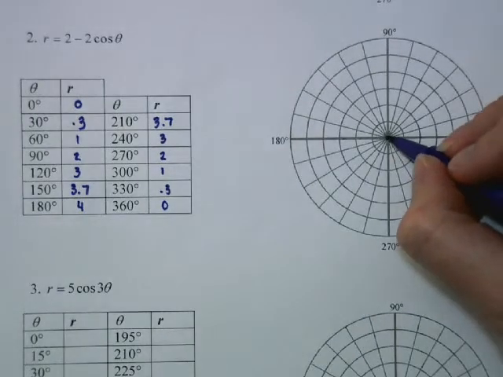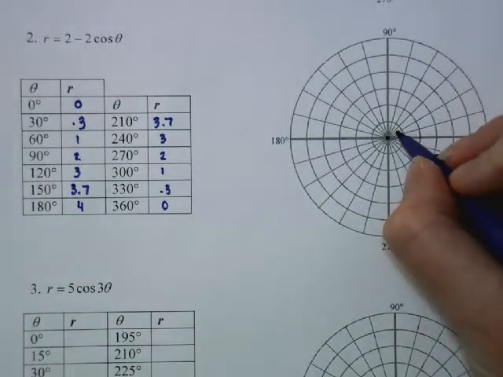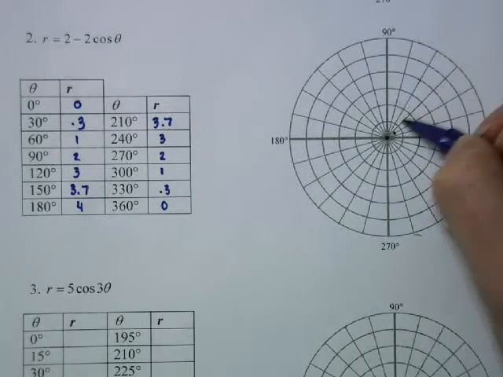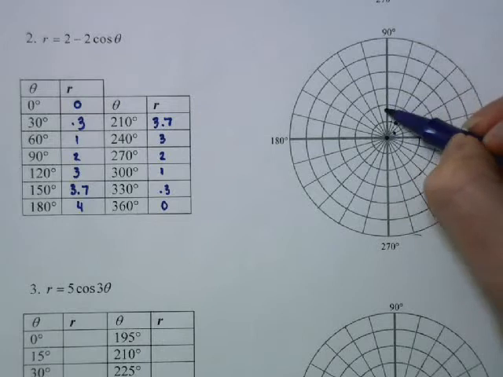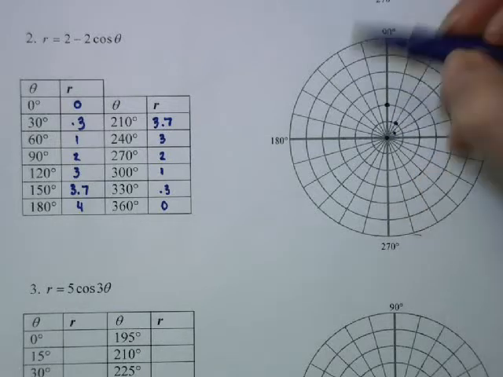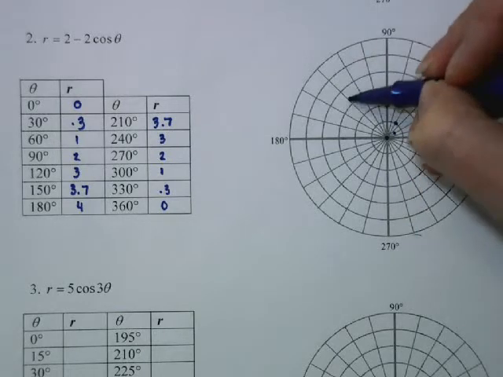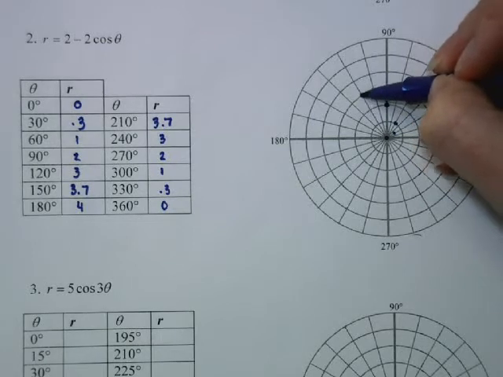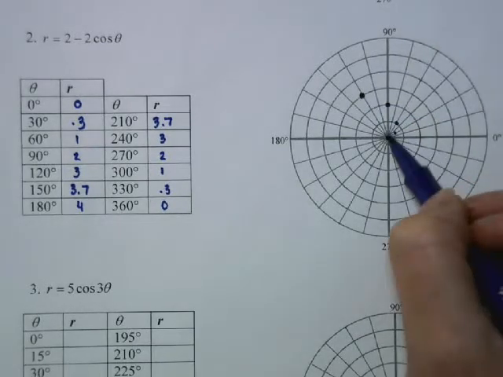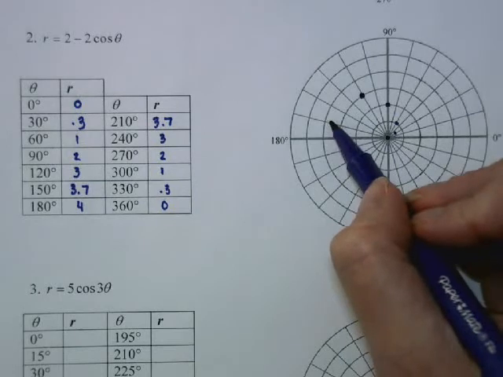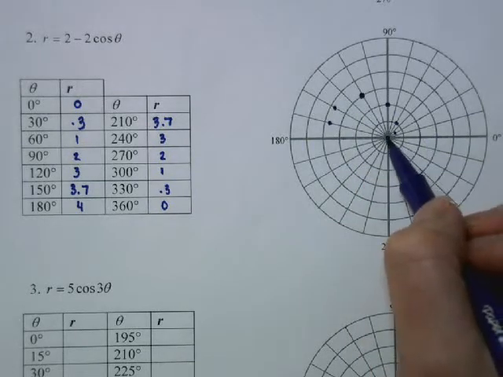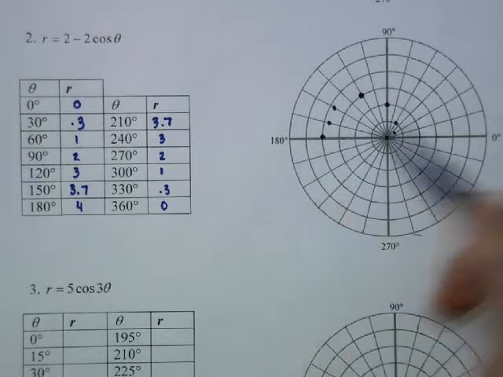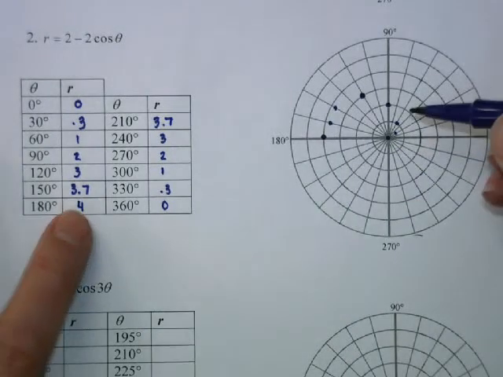So 0 is at 0 again. 30 degrees at 0.3. 60 is at 1. That's that dot. 90 is at 2, so 1, 2. 120 is at 3. 1, 2, 3. 150 is at 3.7. That one. And 180 is at 4. Then we start going back down.